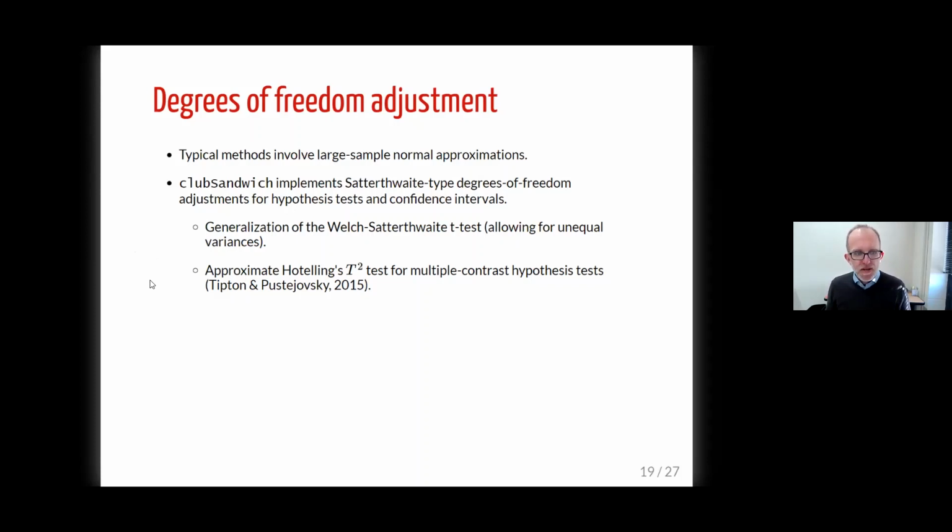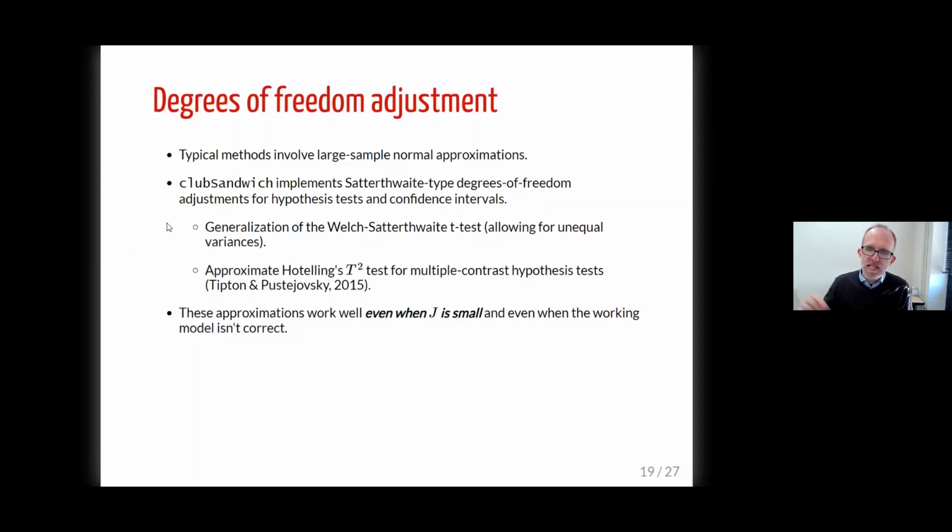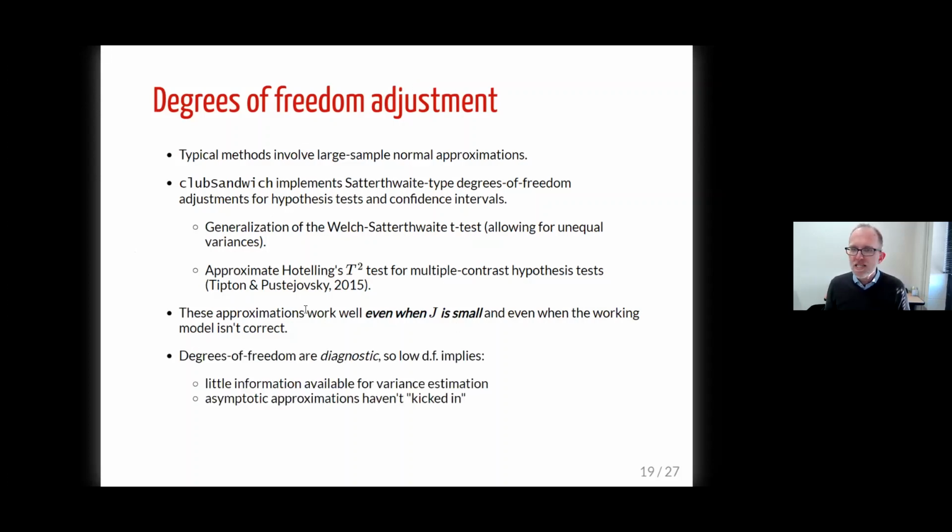And these degrees of freedom mean that the hypothesis tests work well, in the sense of having the correct type 1 error rates and confidence intervals with advertised coverage levels, even when the number of clusters is quite small, and even when the working model is not entirely correctly specified. The really useful thing about these degrees of freedom is that they're diagnostic.